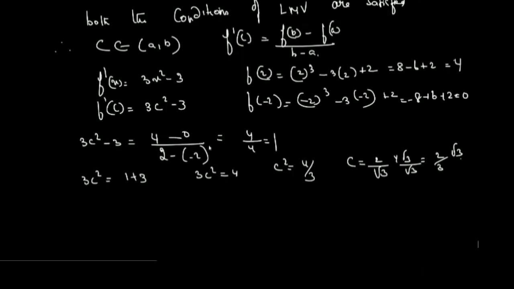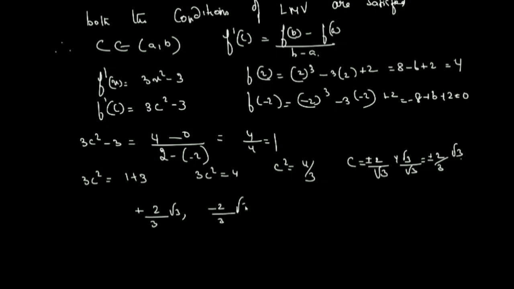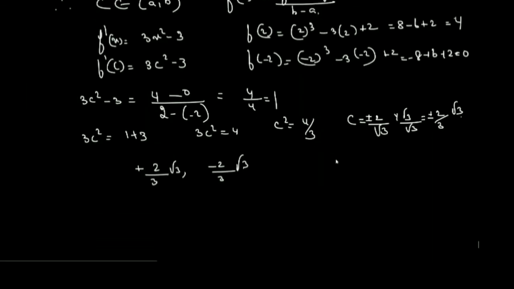Now, you actually get two answers. Since it's c square, c is plus or minus. So one is plus 2 by 3 root 3 and the other is minus 2 by 3 root 3. You have to see which one belongs to the given interval, minus 2 to 2. Root 3 is 1.732, so approximately you will get 1 point something.